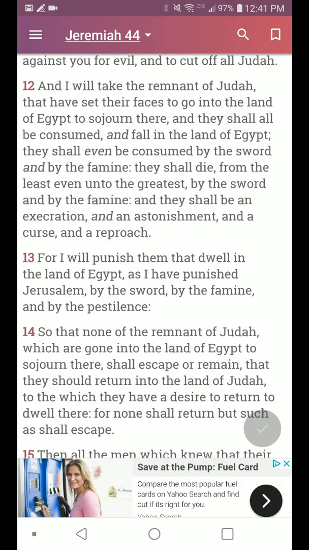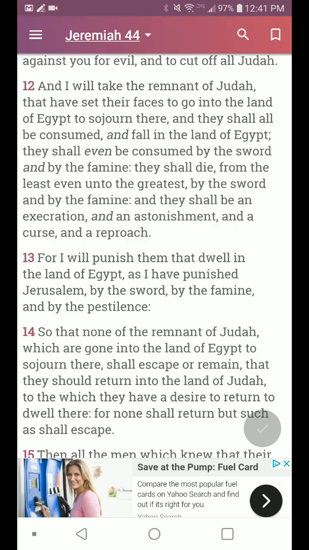It says, they shall die from the least even unto the greatest. From the least, even those that never left the hood, that all they do is stand on the corner, unto the greatest, like the Michael Jordans, the Denzel Washingtons, or the politicians like the Condoleezza Rice, the Colin Powells, the Oprah Winfreys, the Michelle Obamas, least even unto the greatest, by the sword and by the famine.